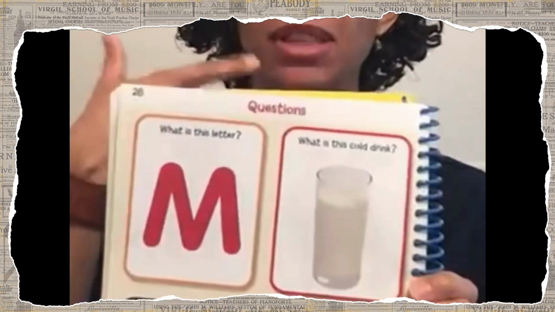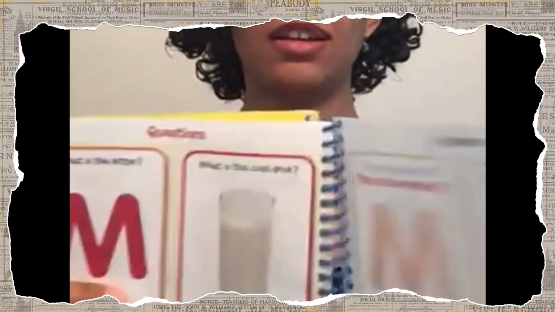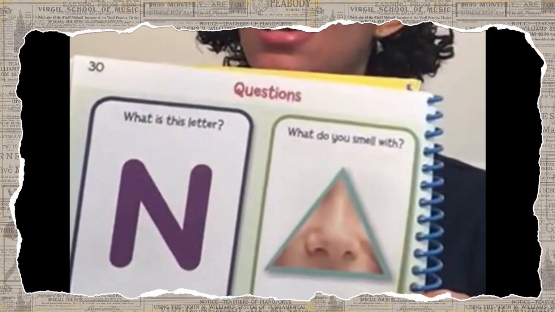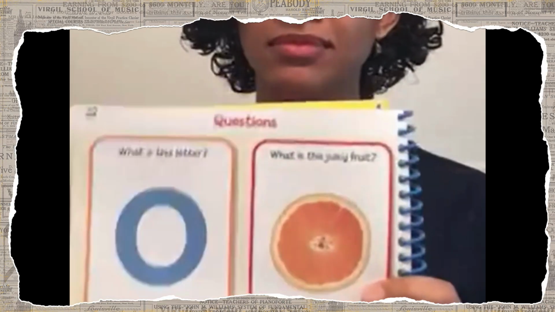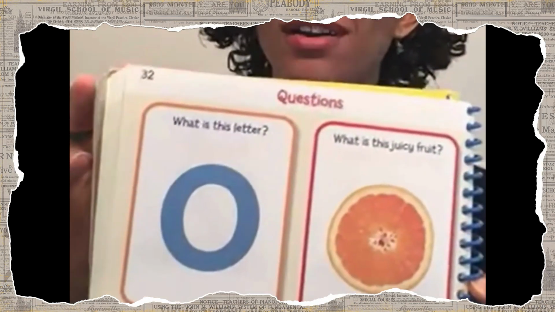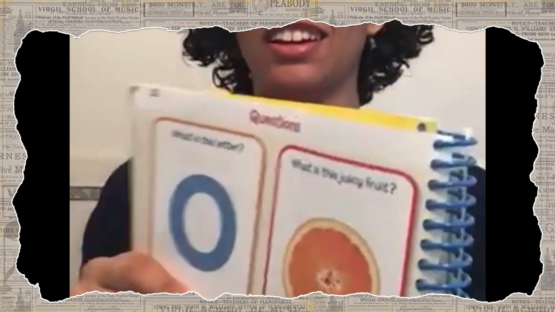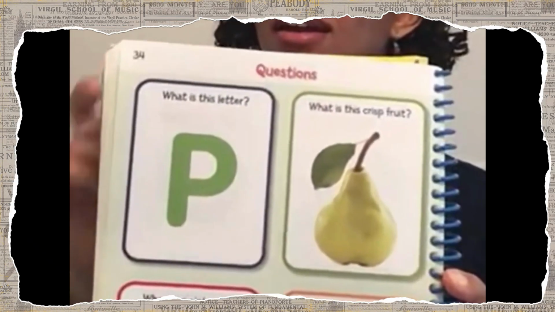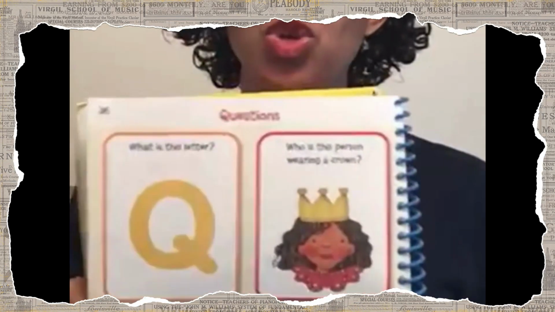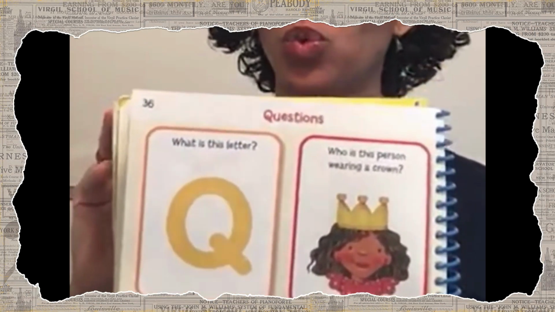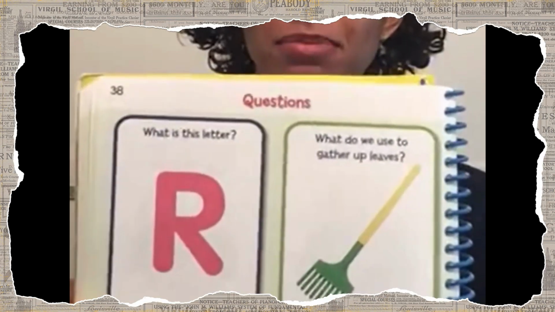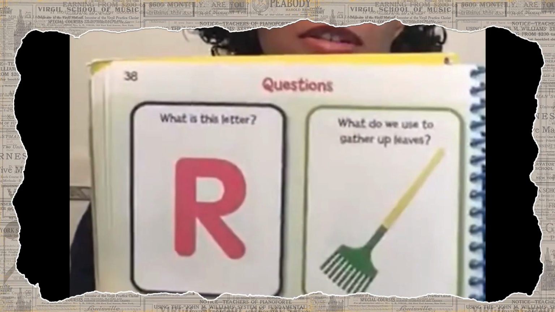M, so my lips are closed, M. N, see my mouth is open, N. O. Everybody knows O. We have O in pretty much all languages. P. Lips together. Q. R. Some people mix up R and L, but they are two distinct letters in English and two distinct sounds.